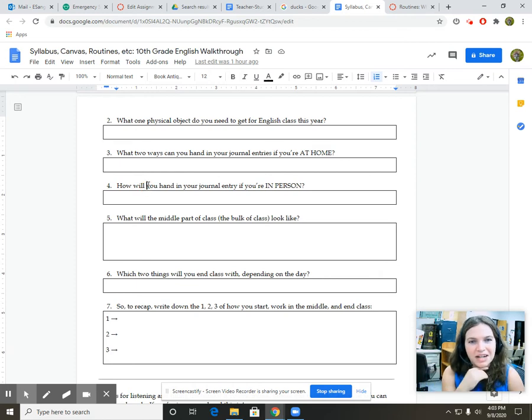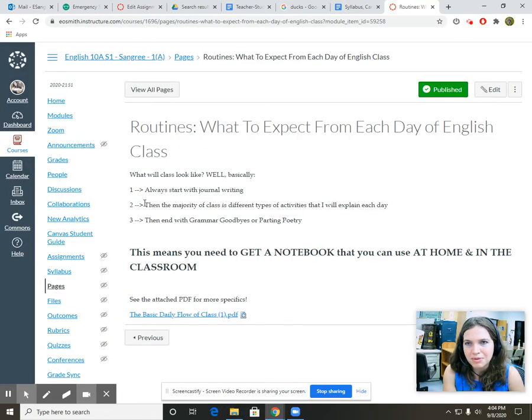The much easier way to hand in your journal, if you're in class in person and you need to hand in your journal entry, pretty easy, just rip it out of the notebook. Or if you want, I guess, you could take a picture, but you may as well just hand it to me in person. All right, this brings us to number 2 of the flow.